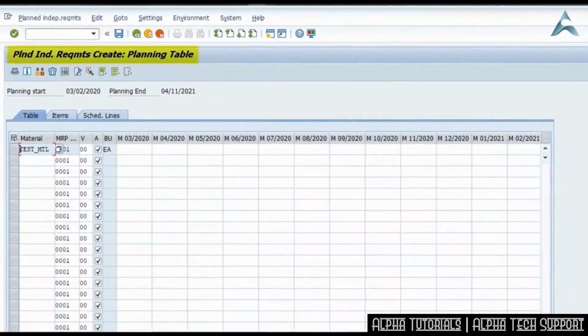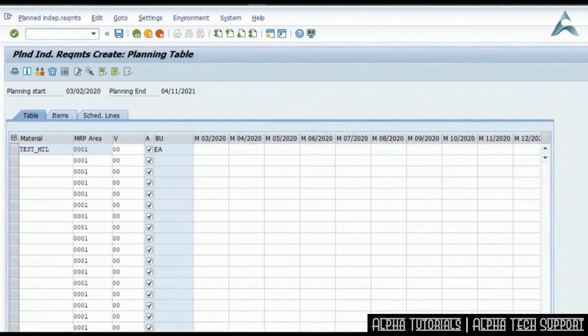And SAP will navigate us into the planned independent requirement create planning table. Much of the information displayed on screen is what we've already seen on that initial screen. We have our planning start date and our planning end date. We have the material that we are forecasting, the plant, the MRP area of which we're forecasting, the version, the active indicator, and the base unit of measure for the material that we are planning to forecast.